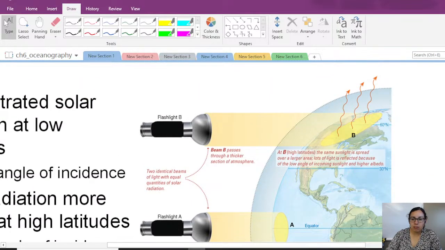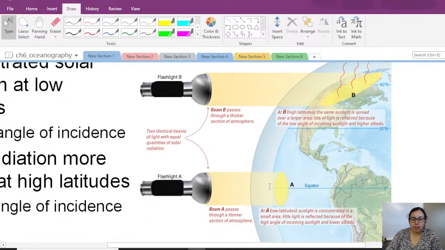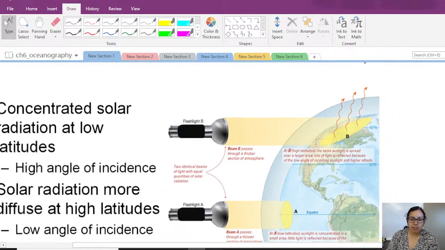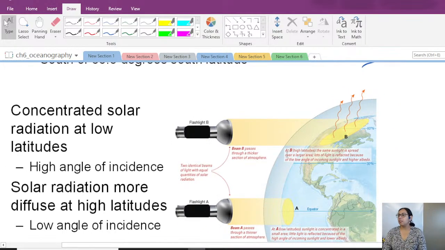And then for flashlight B here, at our higher or more extreme latitudes, we can look at the circle there. You're looking at that circle of concentration. So that's literally your area being more diffuse. That just means that the sunlight is weaker, so it's less. And then, of course, you mentioned the albedo as well. So all that is playing into those higher latitudes and why it is cold. Remember, there are lots of different factors that affect the daily weather.